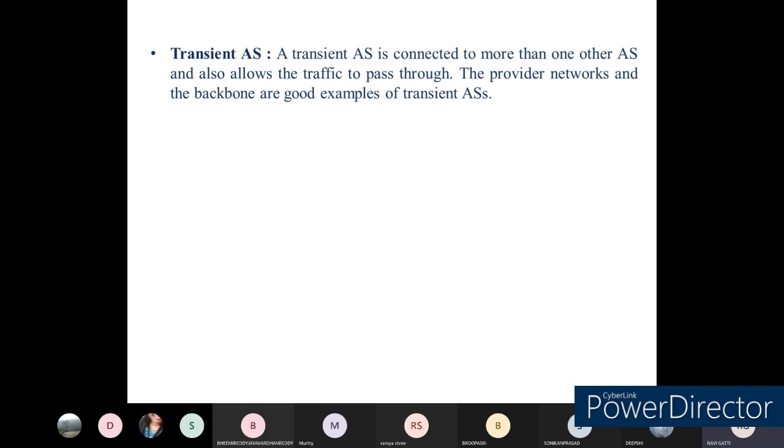So therefore these transient systems are a good example of a backbone network which can be used in internet service provider activities. Okay, so this is all about your hierarchical architecture.